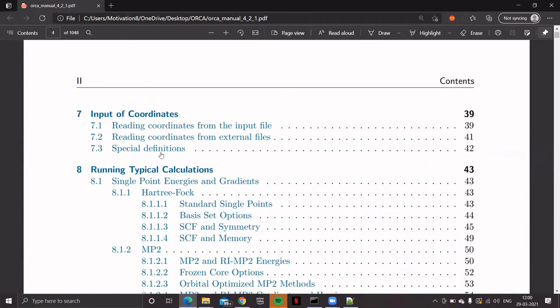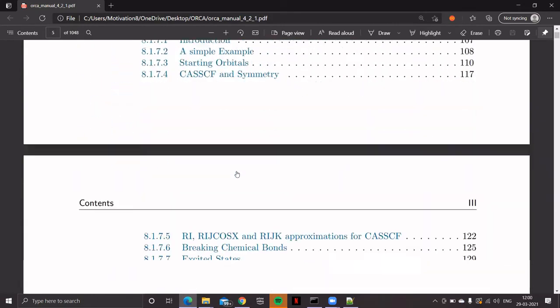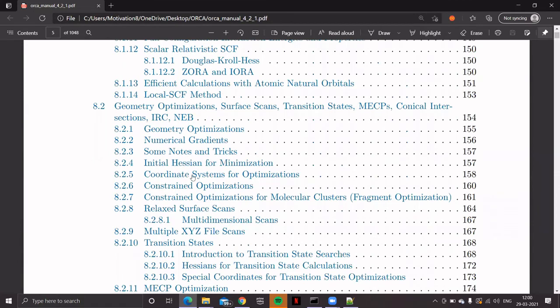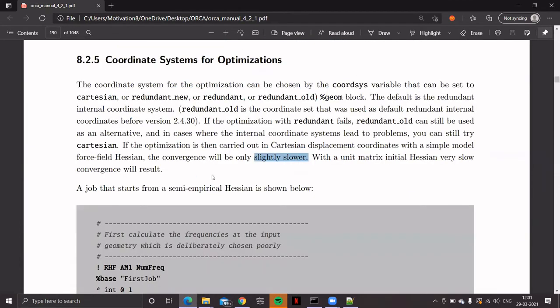The most important section in this case is section 8, running typical calculations. Within that, in section 8.2, there's complete information regarding geometry optimization. You'll find a discussion on coordinate systems for optimizations. So you'll see that's the right line written there. The coordinate system for the optimization can be set by the coordinate system variable, which you have to provide in the %geometry block.